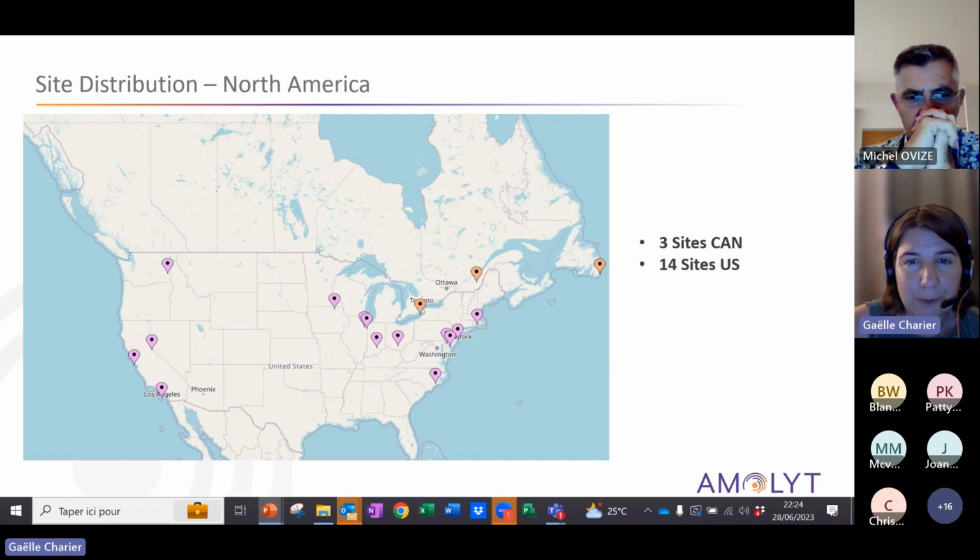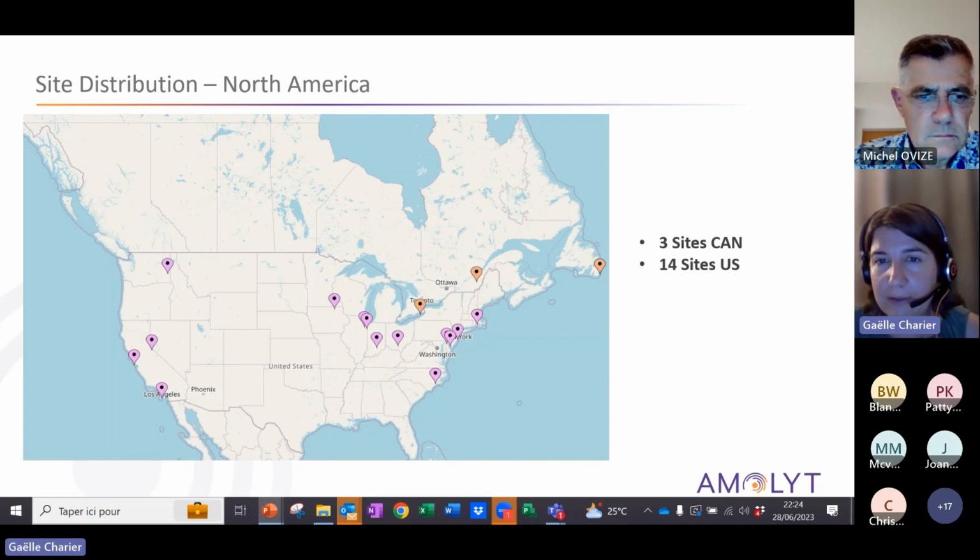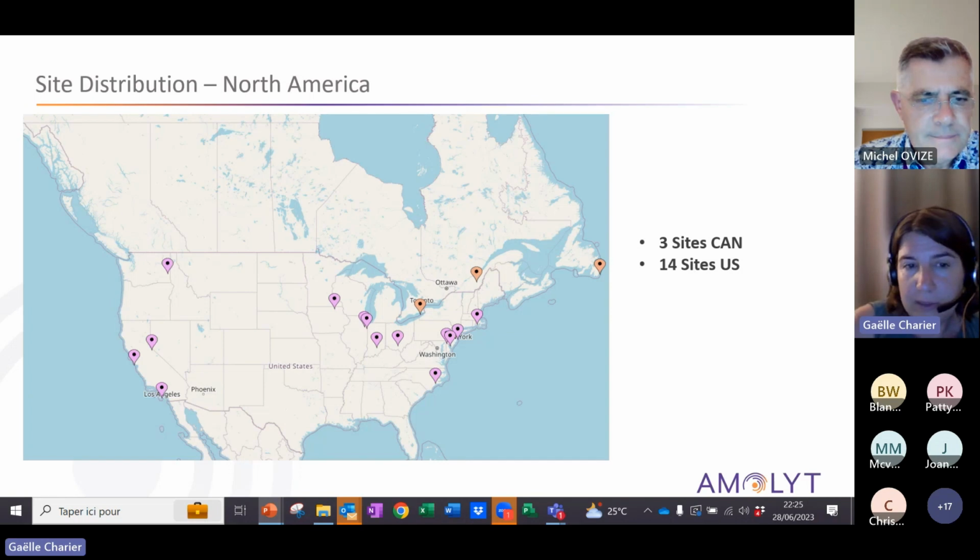And I'm sure you're more interested in the distribution in North America. So we have selected 3 sites in Canada, the orange dots on this map, and 14 sites in the US, the purple dots. And we are currently looking for additional sites more in the south of the United States.